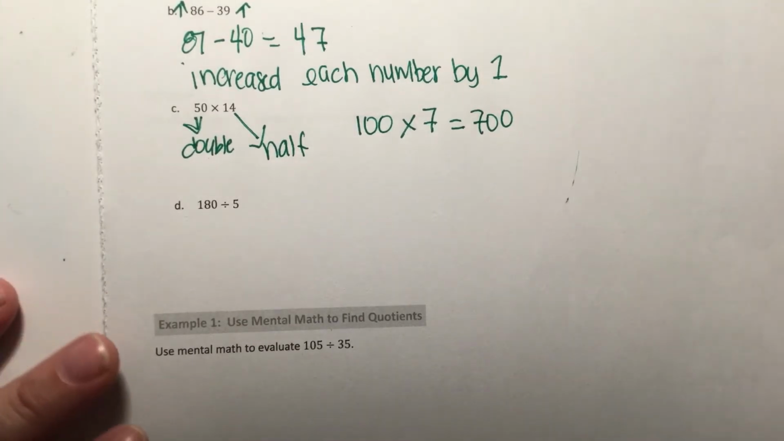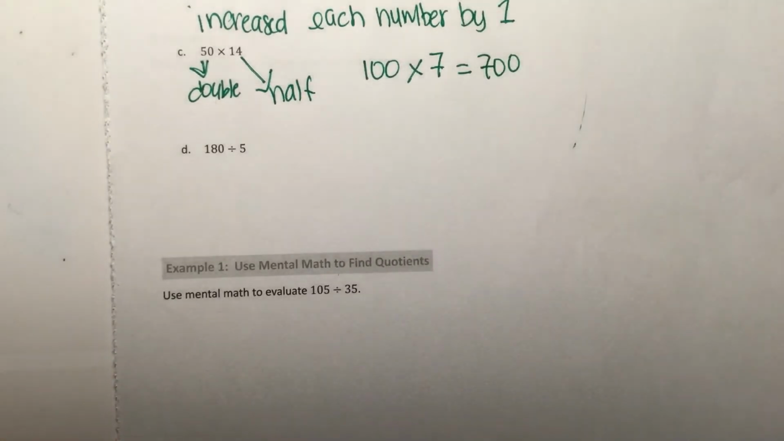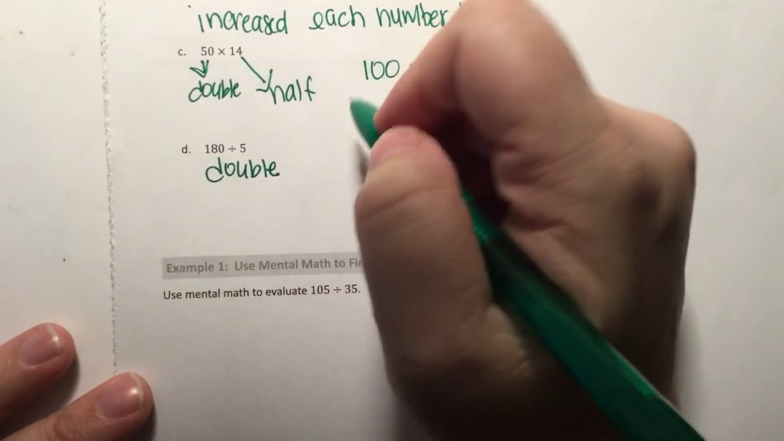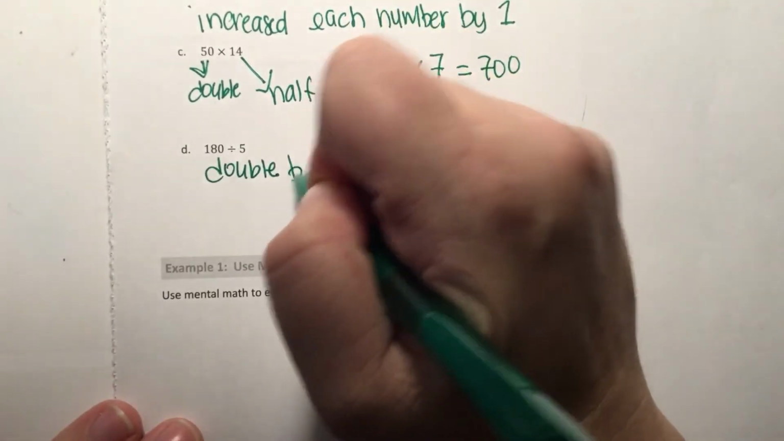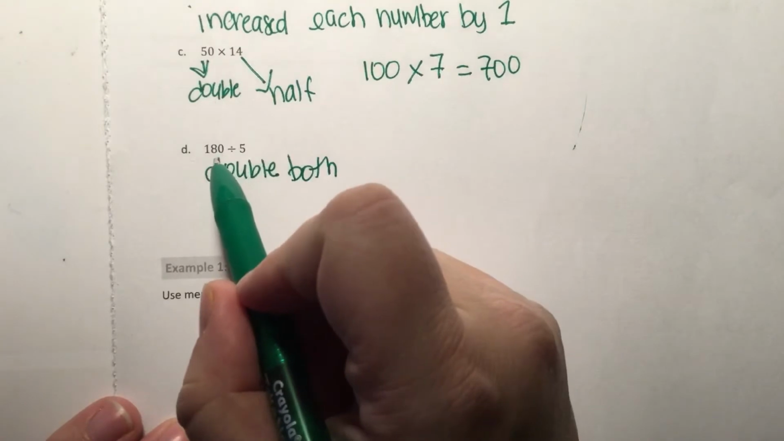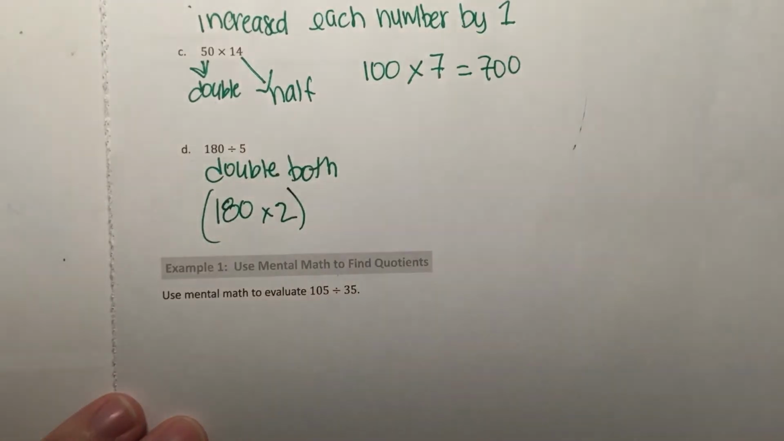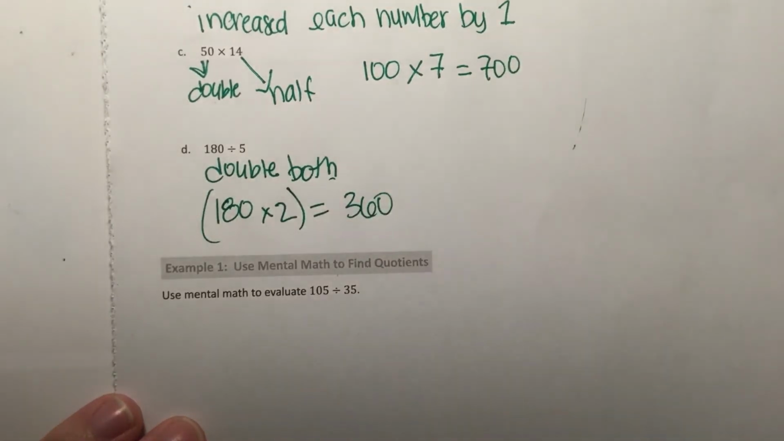Now this next one, dividing. This one, fives are hard, okay? So because it's a 5, I'm going to double it so it becomes a 10, and then I can easily divide it in my head, right? I want to make sure. Yeah, double both. We're going to double both. So 180 times 2. If you think of it, 18 plus 18 is 36. So 360. Okay, you're just adding your 0 there.